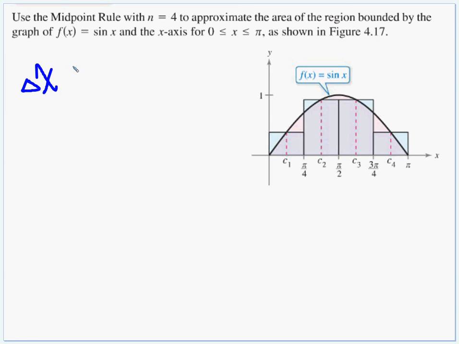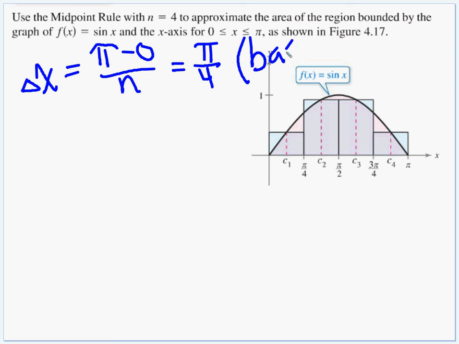Delta x, what is going to be the base of any rectangle? So we're going to go from b minus a over n. So that is pi minus 0 over n, and we're doing 4 rectangles, so I should have put that n as a 4. So that's just pi over 4. Delta x is pi over 4. That is the base of any of our 4 rectangles.